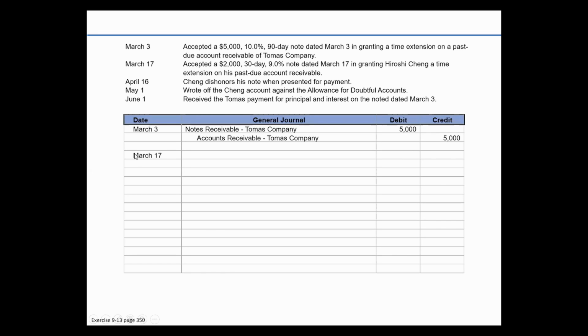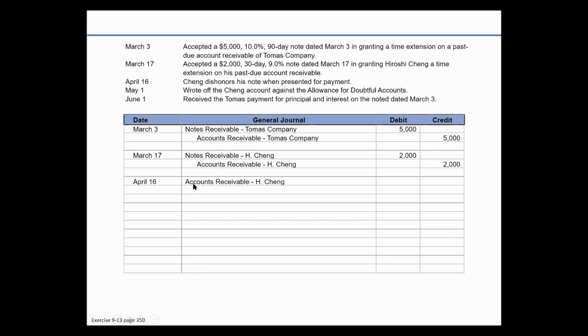And then on March 17th, we're going to accept a 30-day 9% note dated March the 17th, granting Hiroshi Chang a time extension on his past due account. So same thing, notes receivable H. Chang, $2,000, and then a credit to accounts receivable H. Chang, $2,000. And then on April the 16th, Chang dishonors his note when presented for payment. So Chang either is unable or unwilling to pay his note.